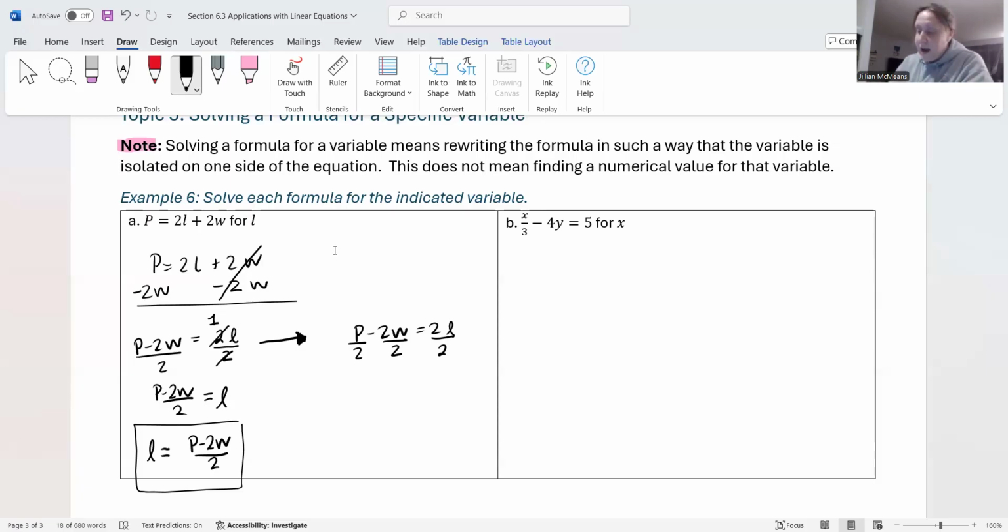When we do that, 2 divided by 2 on the L just becomes 1, so I get 1 times L. 2 divided by 2 on the W also becomes 1, so I just get 1W. And then P over 2 is just P over 2. Whoops, let me line that up a little better.